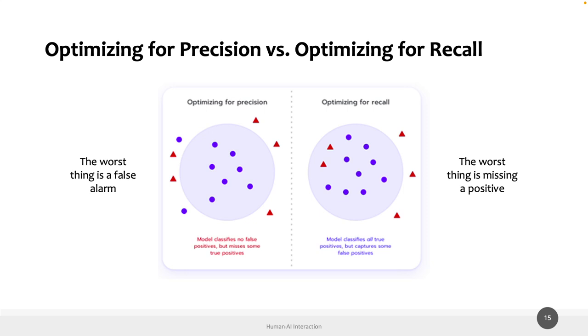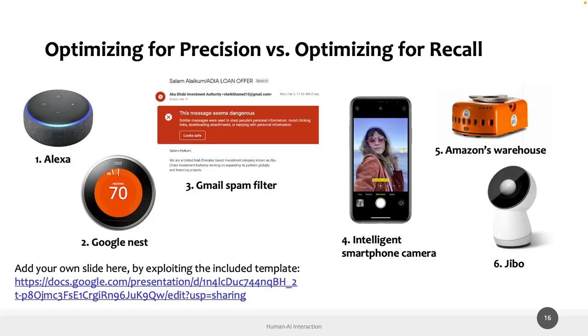Okay, let's discuss some examples, also based on your discussions. So for example, what about Alexa? Who says that it's better to optimize for precision? Okay, why? You have less activation, probably less false activations. Okay, that's true. And with less activation, you probably don't annoy the user too much.